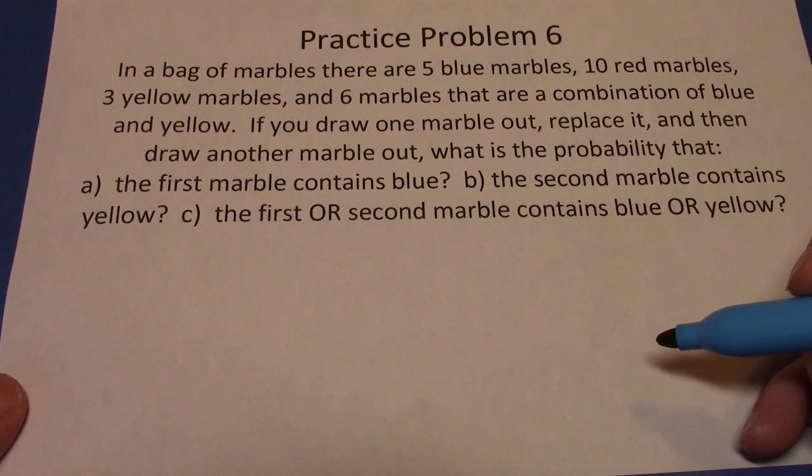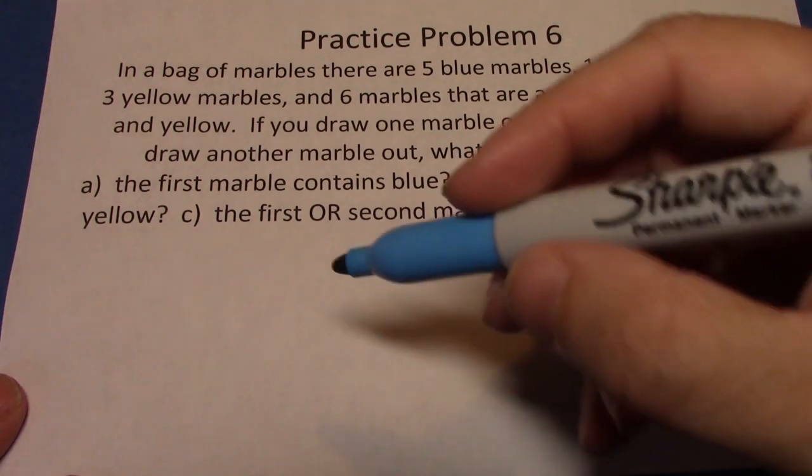Here's problem 6. It says, in a bag of marbles, there are 5 blue marbles, 10 red marbles, 3 yellow, and 6 marbles that are a combination of blue and yellow. If you draw one marble out, replace it, and then draw another marble out, what is the probability that A, the first marble contains blue? Let's start with that. The first marble contains blue.